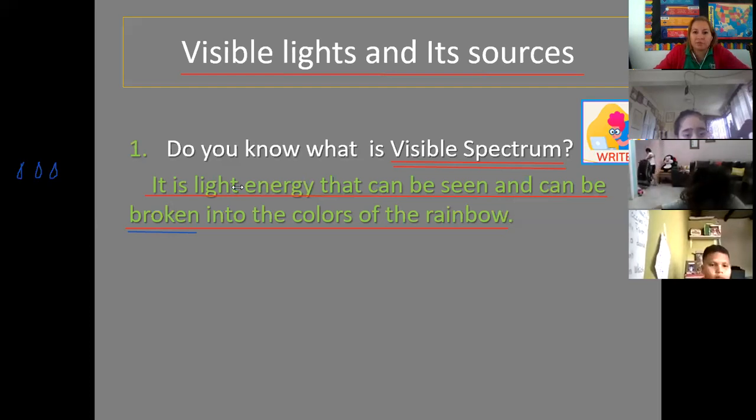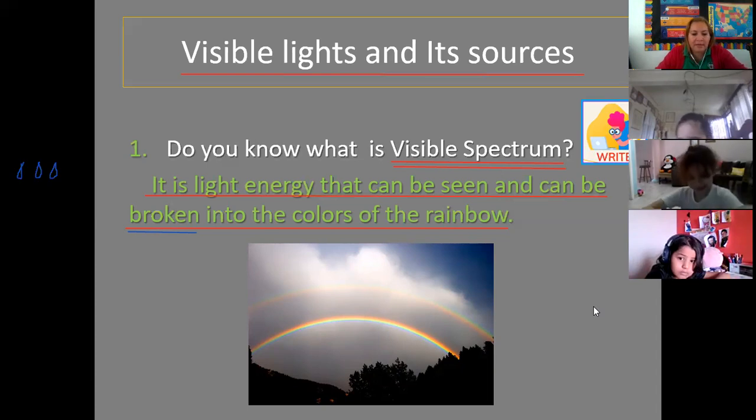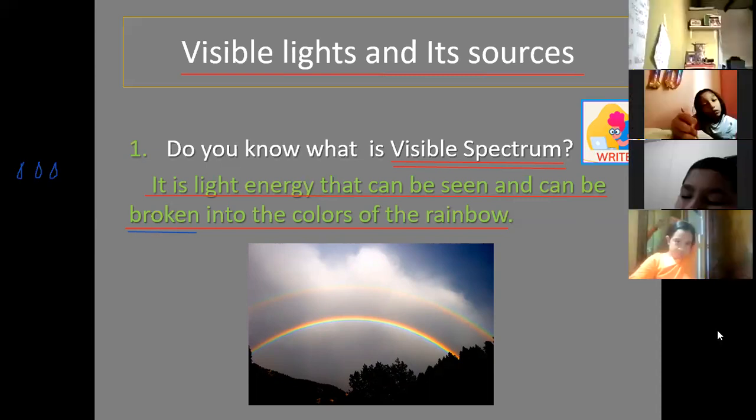Okay, continue. You have to copy the underlined information, right? So this is the visible spectrum. This is a rainbow. Isabella, I need your help. Copy faster, please. I know that sometimes kids get distracted and start copying late. That's why they finish late. So the visible spectrum is light energy that can be seen, can be observed, and can be broken into the colors of the rainbow. This one.